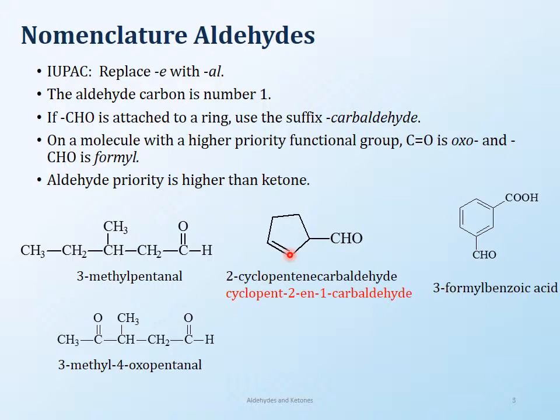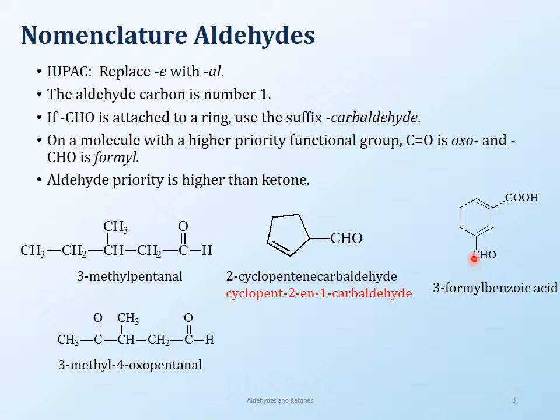Remember, aldehydes will get priority, and that's why you're not including the double bond here. And then the numbering actually starts from the substituent, okay, as usual. So 1, 2, cyclopentene carbaldehyde. Then we have this compound.